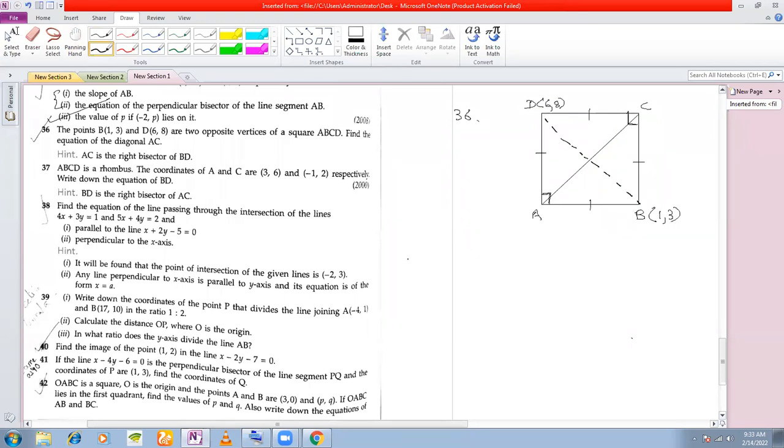Now what is BD? From the properties of a square, you know that the diagonals of a square are perpendicular to each other. So this angle must be 90 degrees. What else do you know? That this point P, the point of intersection of the diagonals, the diagonals bisect each other, isn't it? So therefore, all these are equal, right? That means P is the midpoint of AC and P is also the midpoint of BD, right?